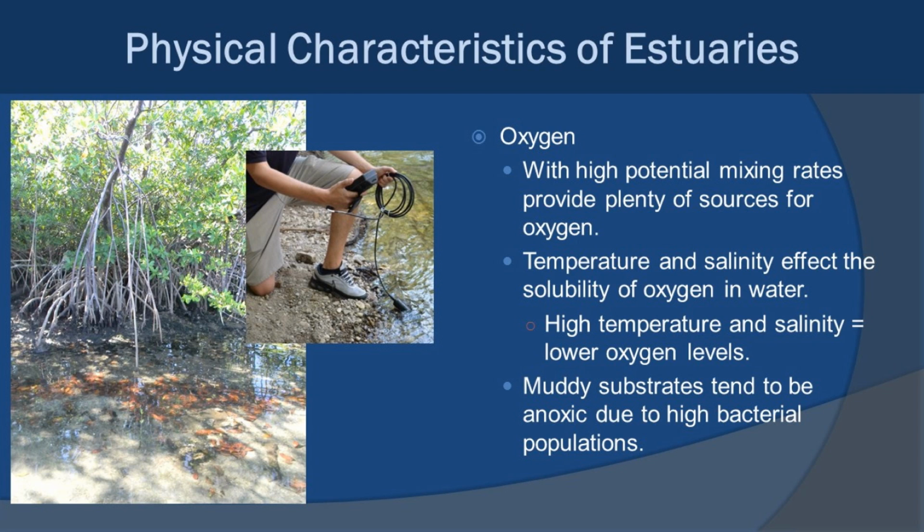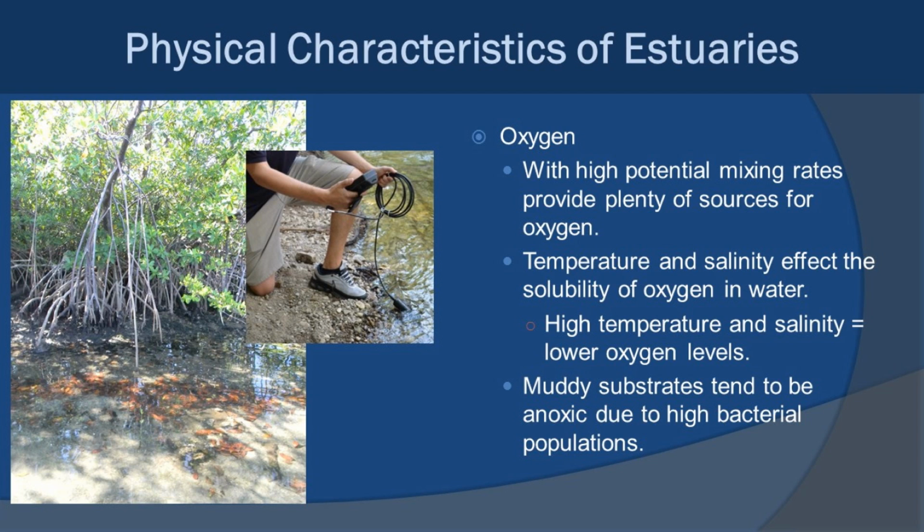So oxygen is our last physical characteristic, and it's actually, of course, tied to biological processes as well. First, we do have a high potential of mixing within an estuary, which can cause lots of turbulence and lots of oxygen to be able to dissolve into the water from the atmosphere. And of course, temperature and salinity do affect the solubility of oxygen in water. So if you have high temperatures and high salinity, you generally will have lower oxygen levels.